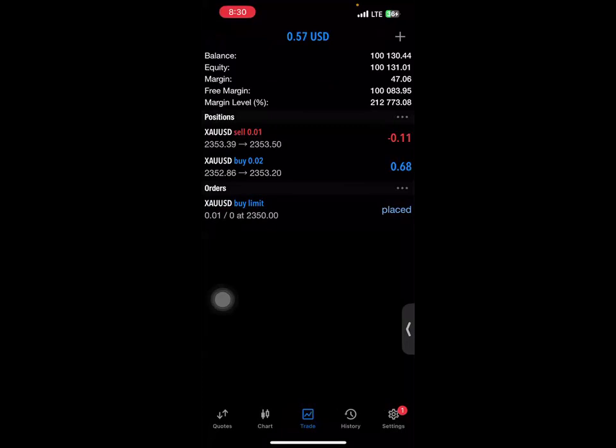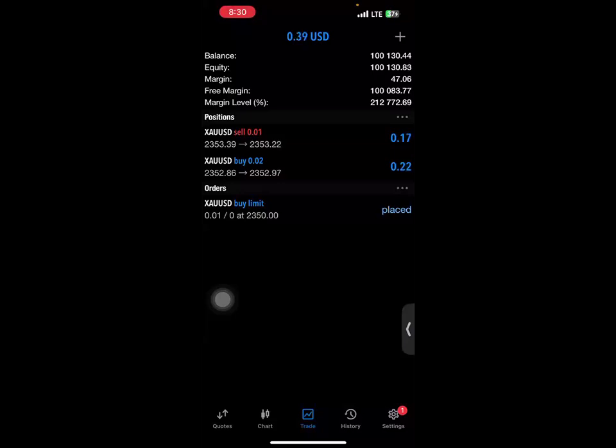All right, we entered at 2353.39. Do you all understand where I got that from? Drop a one if you understand where I got the 2353.39 from. Perfect. So this is where we entered the market, right? This is where we entered the market.